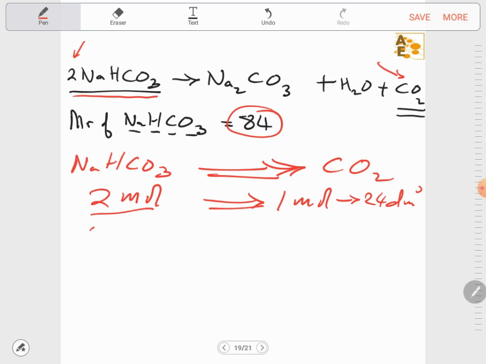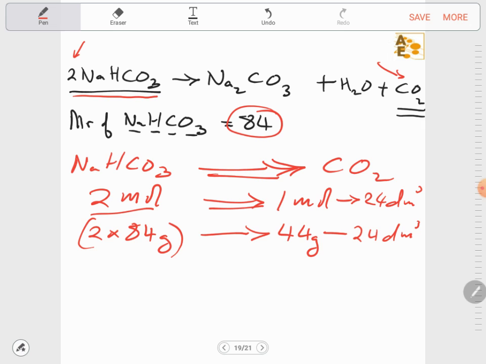In terms of mass, we know that the MR is 84, so 2 mole means 2 times 84. For carbon dioxide, if you want to know, it's just 44, but this is not what we're interested in. We are interested in the volume percentage yield of carbon dioxide, because the question told us that upon strong heating 3 cubic decimeter of carbon dioxide gas was released. So in terms of mass, 2 times 84 will give you 44 gram of carbon dioxide.